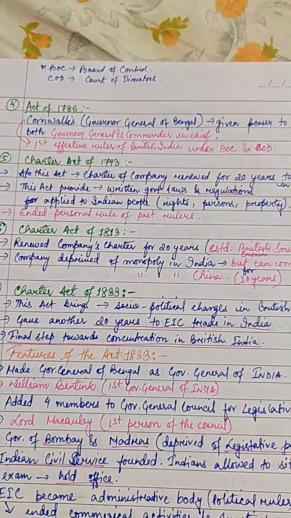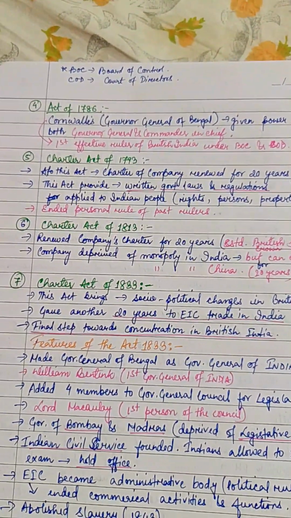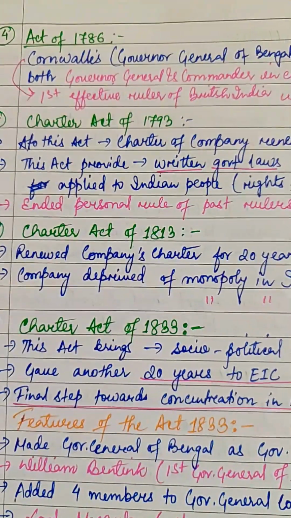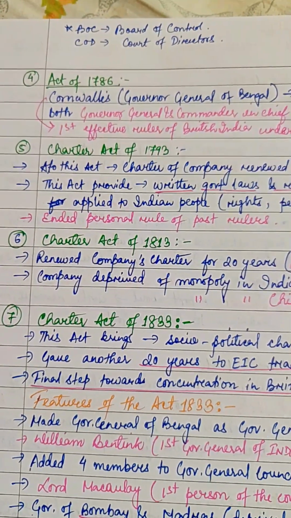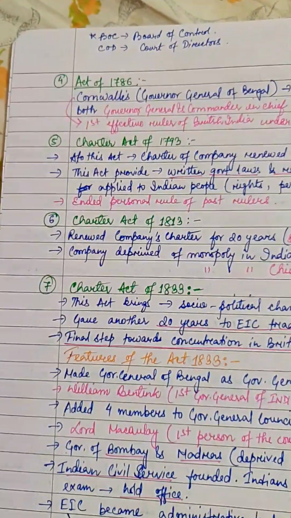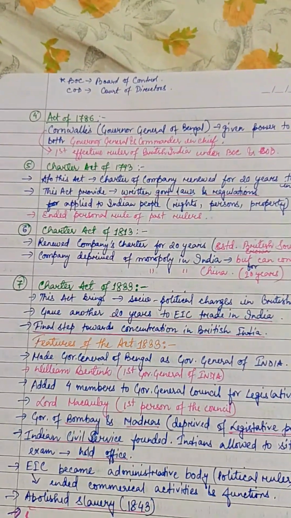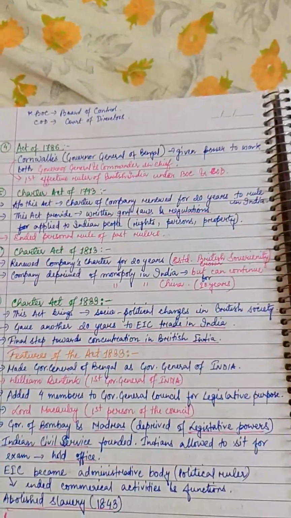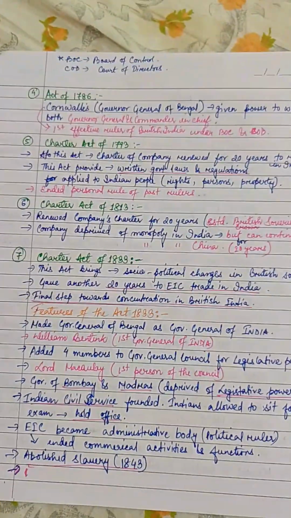This is all about the Charter Act of 1793. Next comes the Charter Act of 1813. If you see the year, 1793 and then 1813, it shows that after 20 years they renewed the company's charter for 20 years, so the East India Company can again do business over India for the next 20 years.